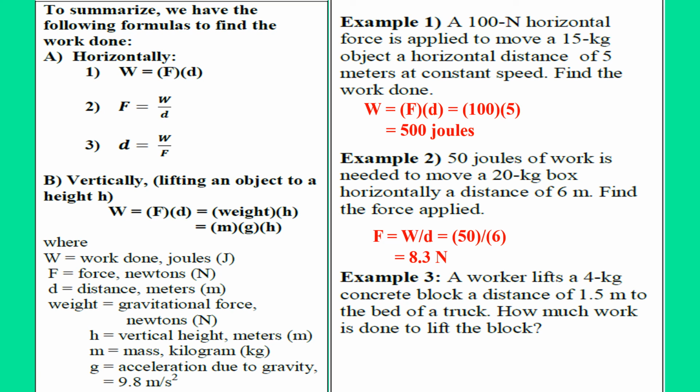Example number 3. A worker lifts a 4 kilogram block a distance of 1.5 meters to the bed of a truck. How much work is done to lift the block? So, using the formula, work equals m times g times h. We have 4 kilograms times 9.8 times 1.5 equals 58 joules. We use positive 9.8 because work is a scalar quantity.